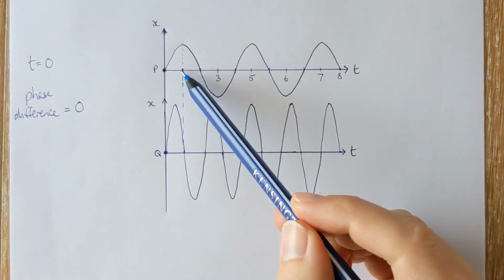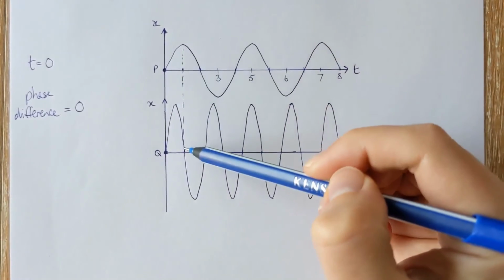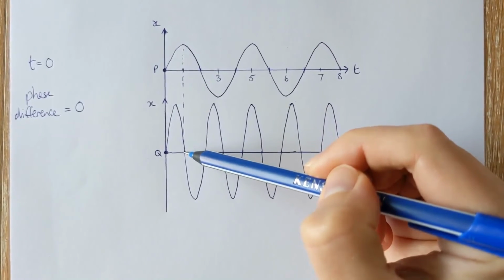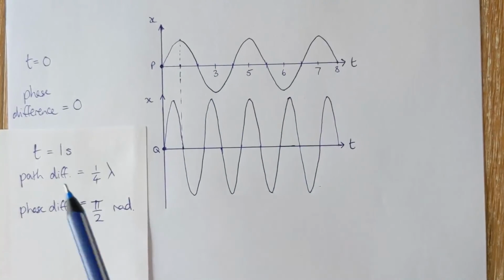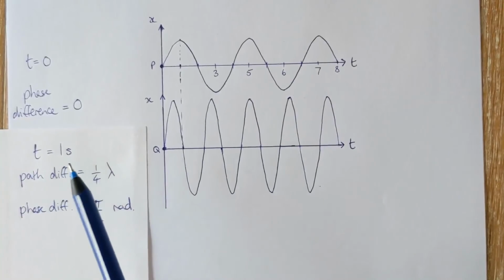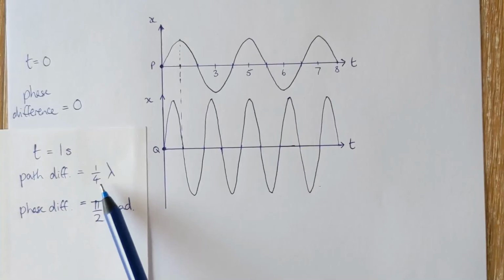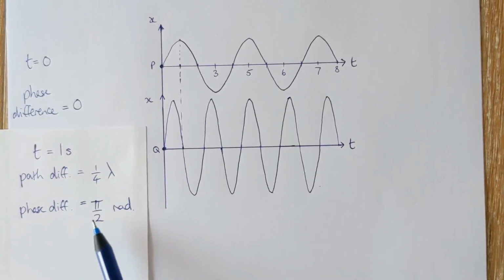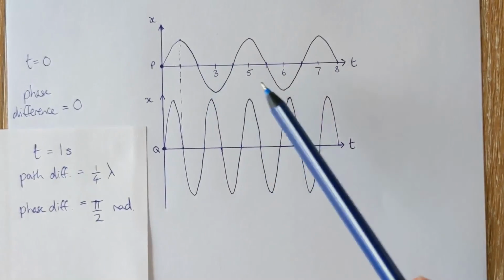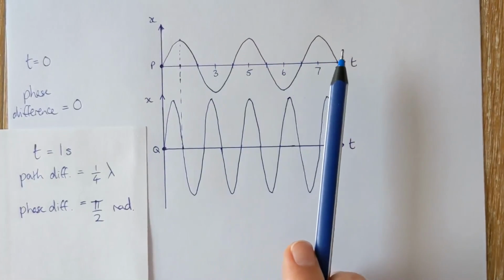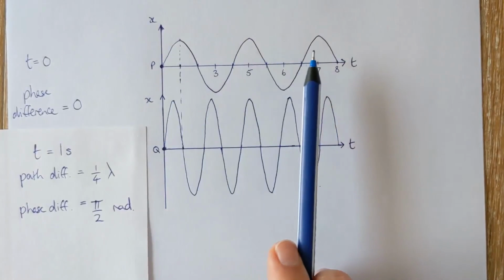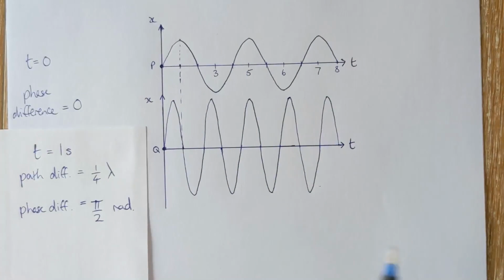by the time we've got to 1 second, we can see that this wave is a quarter of a wavelength ahead of that wave. And so for time equals 1 second, we can write that the path difference is a quarter of a wave, but the phase difference is pi over 2 radians. And if we keep going at each different time, we'll find that the phase difference between these two waves is changing all the time. So these two waves do not have a constant phase difference.